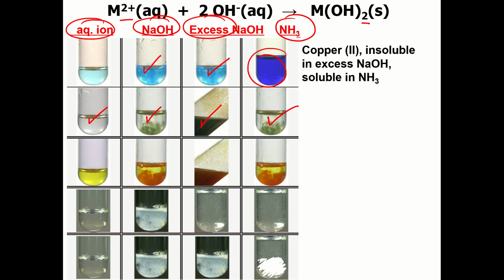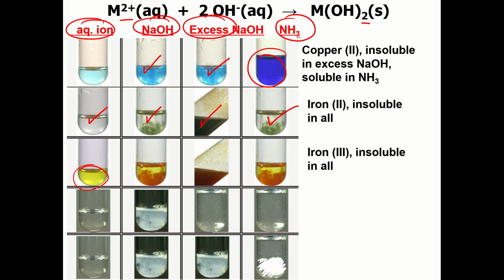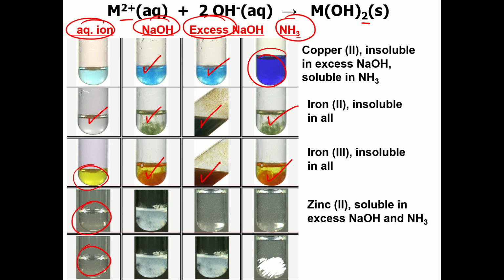Down here we have iron 3 ions. Okay, iron 3 ions, distinctive sort of a yellow colour. We add hydroxide ions and we get this sort of yellowy brown precipitate, okay, which stays, and then the same with ammonia, yellow brown precipitate, which stays. Now we're into colourless solutions. Okay, so we need to be careful here.